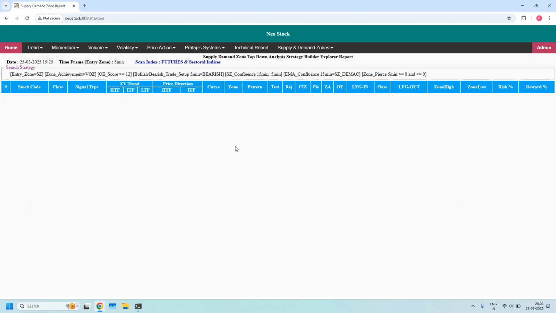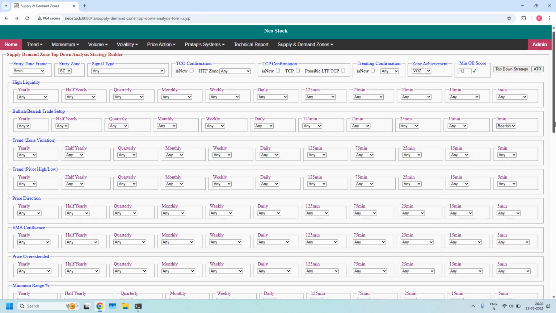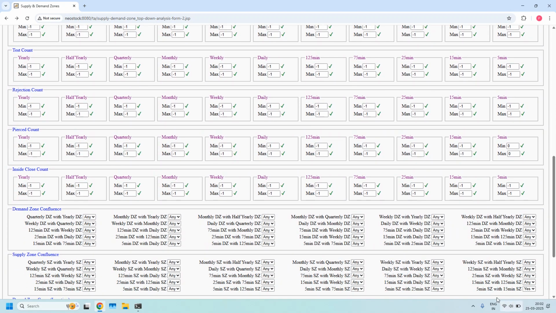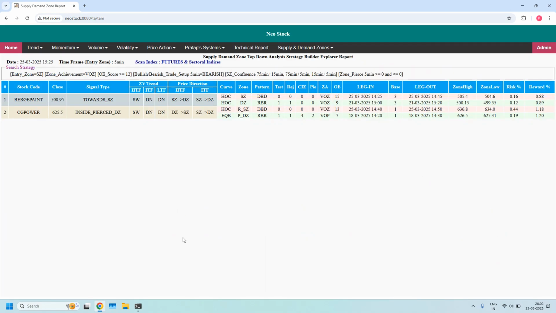Okay, next we will look into LTF, ITF, HTF supply zone confluence supported stocks. Remove EMA filter. In the supply zone confluence, we should set 3 filters. First filter is already enabled. Next, 5 minute supply zone with 75 minute supply zone confluence. 15 minute supply zone with 75 minute supply zone confluence. With all the 3 filters, we got both the stocks.